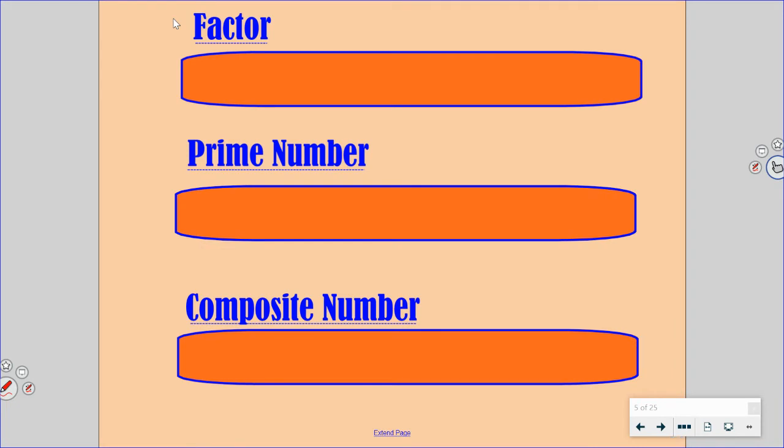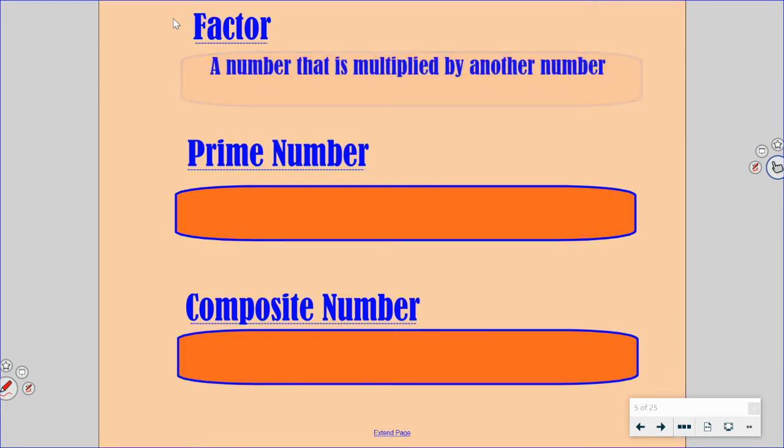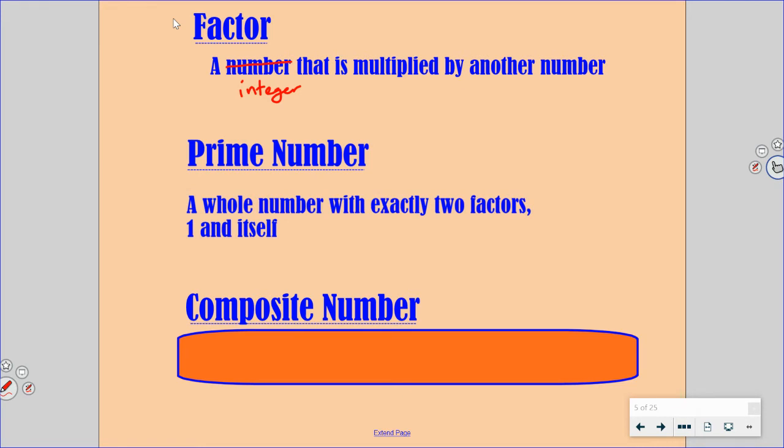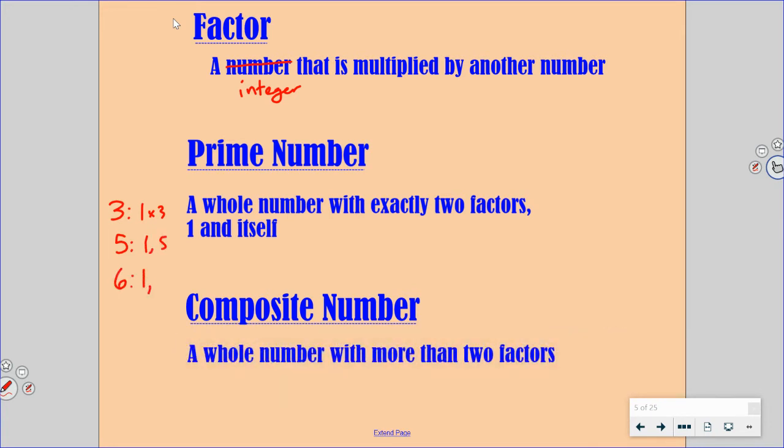All right, a reminder of some vocabulary. A factor, ladies and gentlemen, is any number that is multiplied by another number. Well, let's be a little better about that. We'll call this an integer that is multiplied by another number to get another integer. Prime numbers, we've talked about this. Prime numbers are a whole number with exactly two factors, one and itself. So 3 is prime because we have 1 times 3. 5 is prime, 1 times 5. 6 is not prime, 6 is composite because not only does it have 1 times 6, it also has 2 times 3. It has more than two factors.